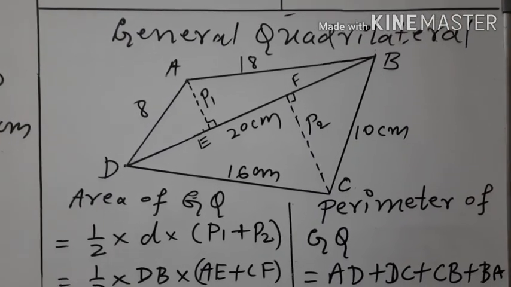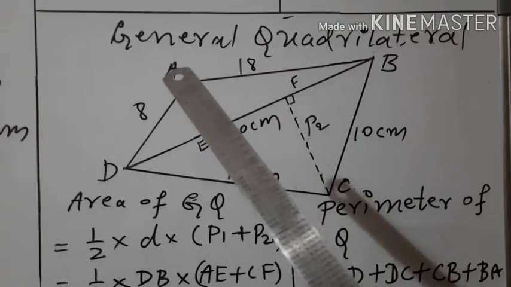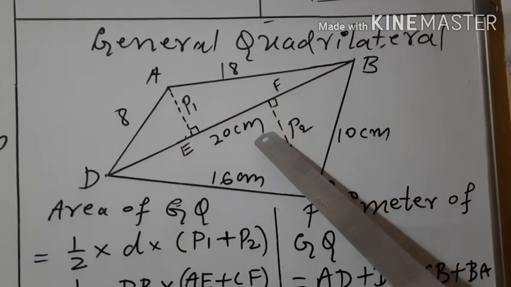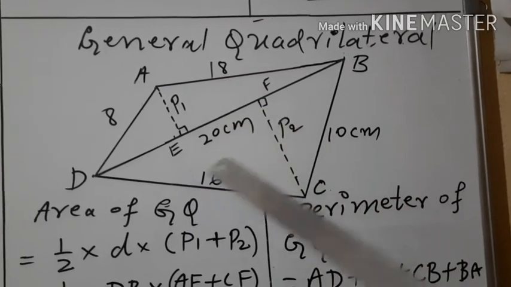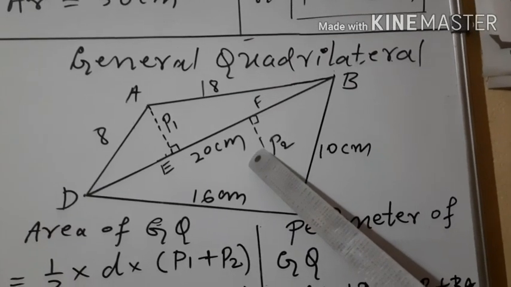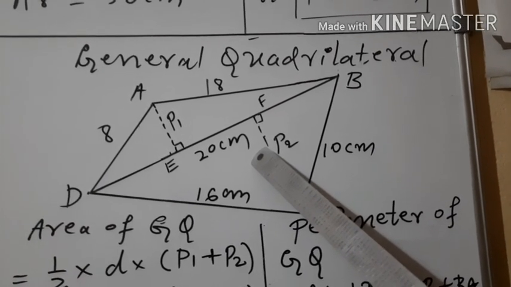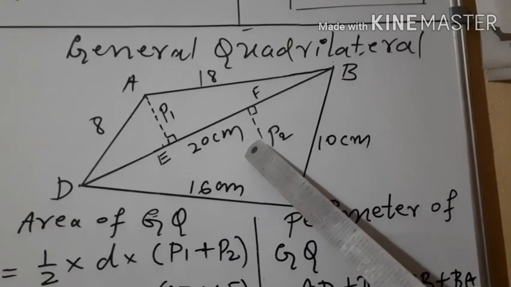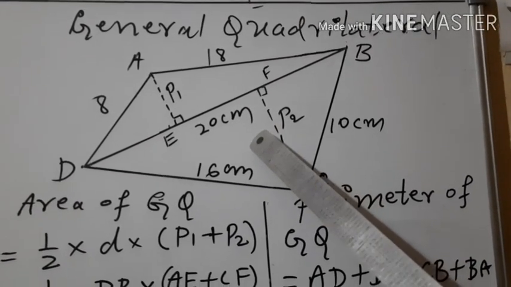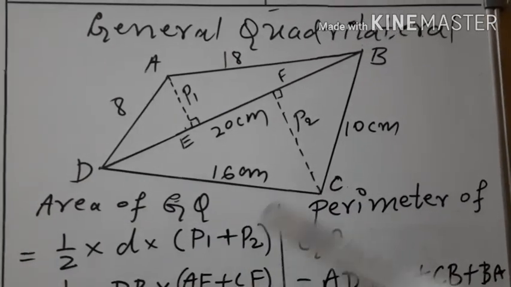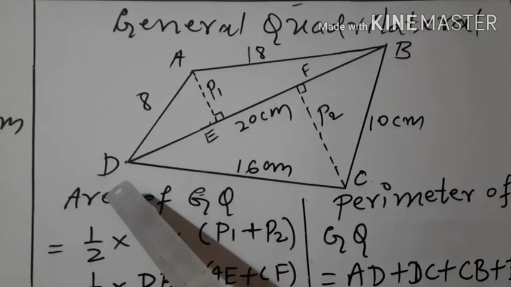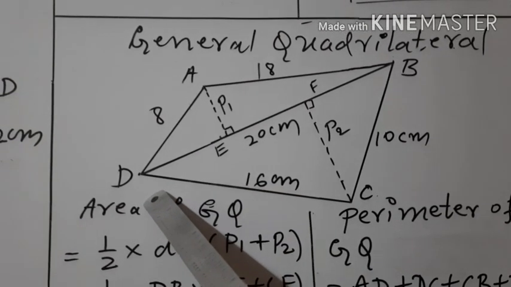Last but not least, there comes one more quadrilateral called the general quadrilateral. Okay? When we look at this, children, it has four sides, but it is neither like a square, nor a rectangle, nor a parallelogram, nor a rhombus, nor a trapezium. It has all four sides, right? And here, BD is the diagonal.